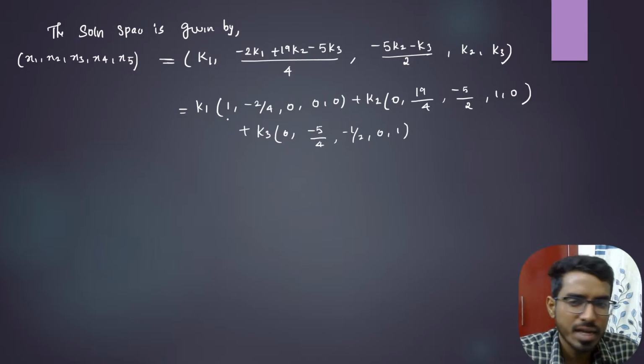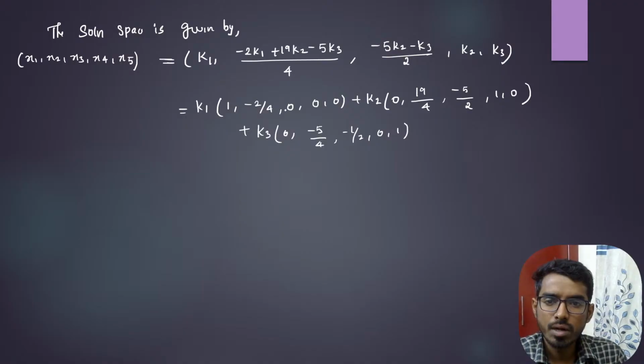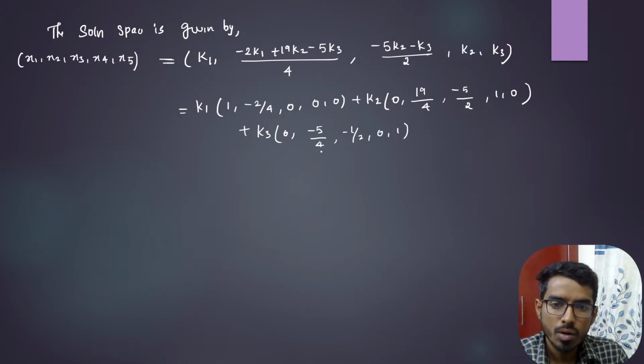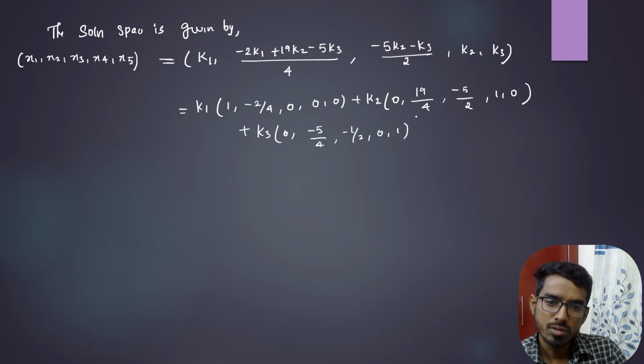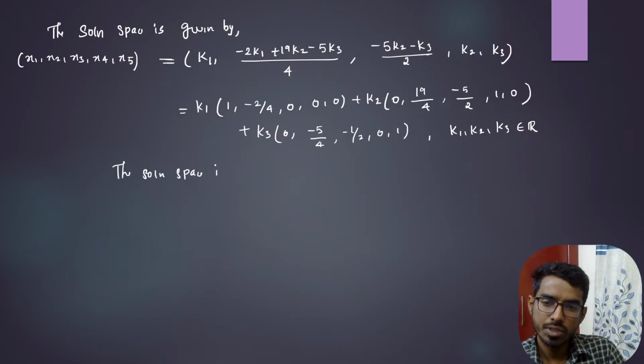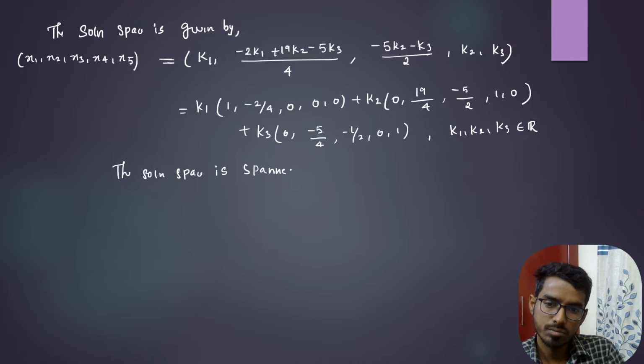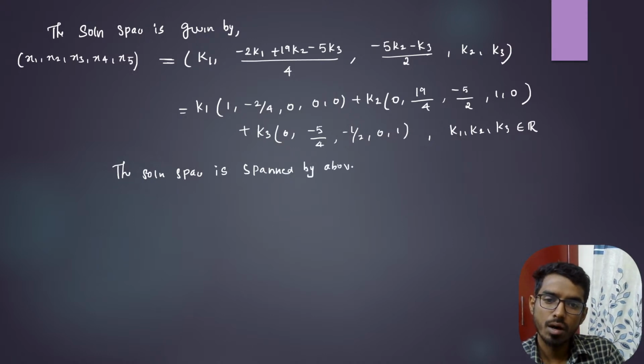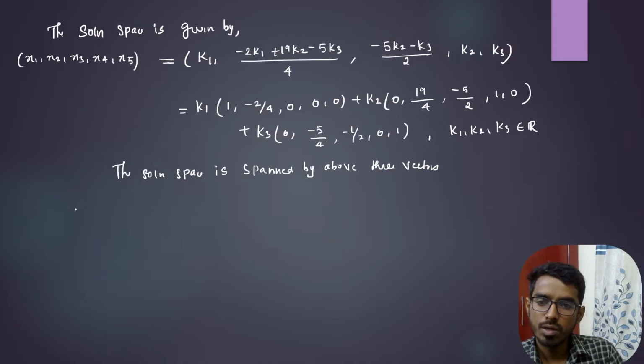See, when you add, you will get this, right? So k1 minus 2k1 by 4 plus 19k2 by 4 minus 5k3 by 4. So you have the second coordinate; both are the same. Here k1, k2, k3 belong to real numbers. You can see the solution space is spanned by the above three vectors, right? So therefore, what is the basis for the solution space?